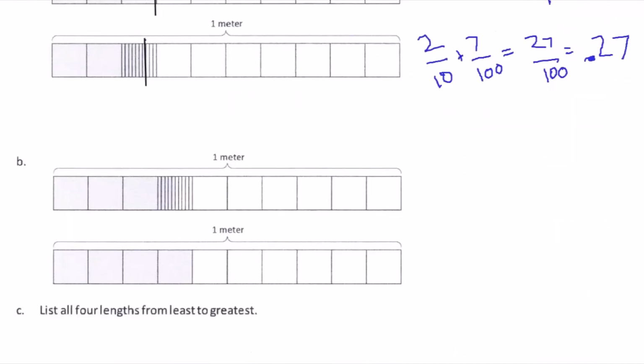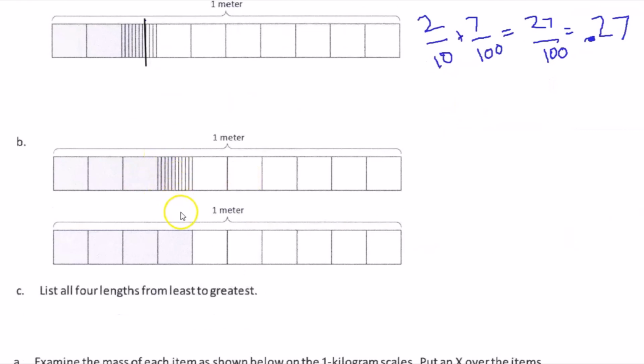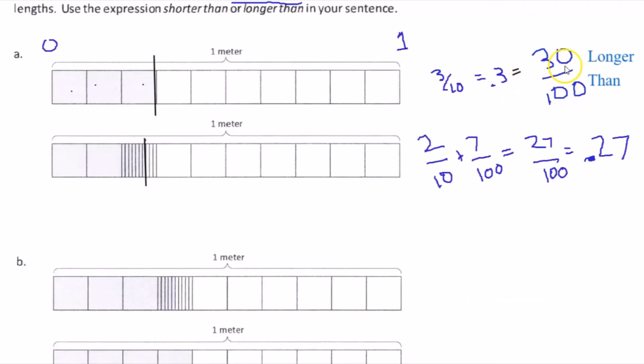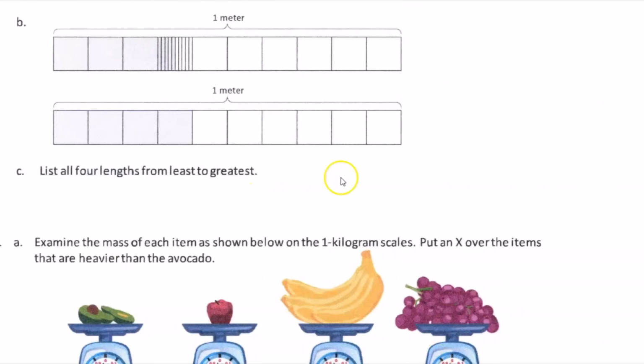So you need to try that again with B. Look at which one is longer and see if you can give it the right name. Again, it's in tenths and hundredths. This one is going to have 1, 2, 3 tenths, plus look at your shaded area for the hundredths. And this one is going to be 1, 2, 3, 4 tenths, or 40/100. So figure that one out on your own, and then list all 4 lengths from least to greatest. So you're going to take this one, this one, this one, and this one, and try to list them from least to greatest.